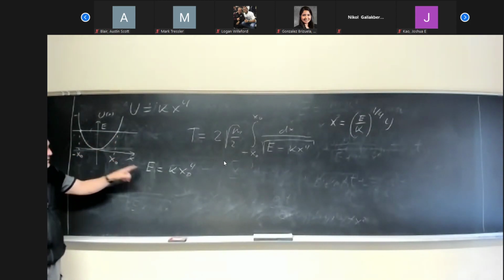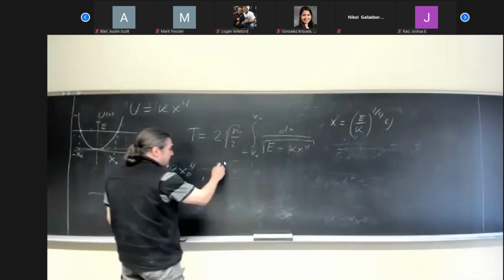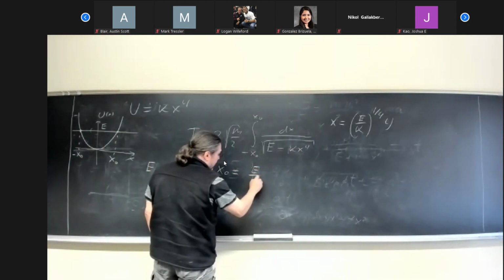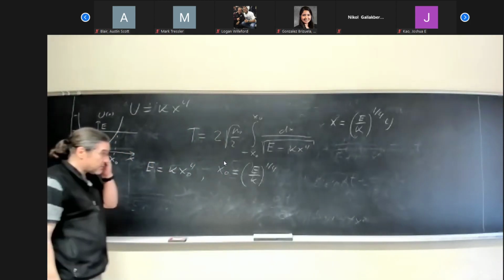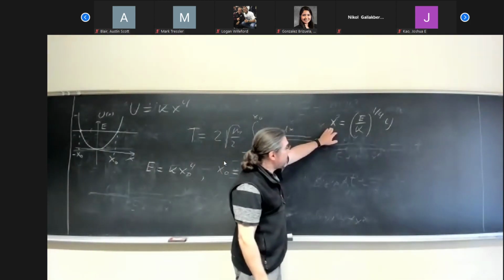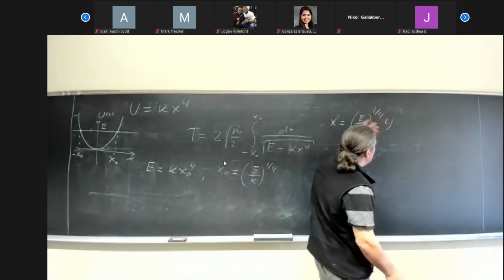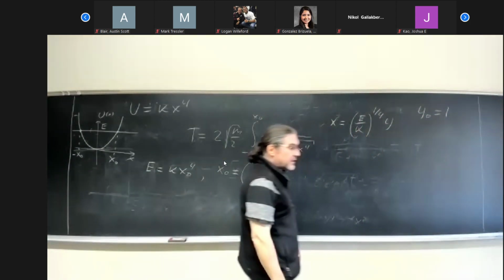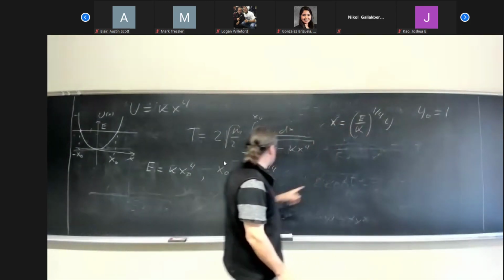Where E equals potential energy at the point x naught. So from here I see that my x naught equals E divided by k, and I need to take the power 1/4 of it. Now, if I substitute that x naught here, what I find is that here is E divided by k to the 1/4, and it will be cancelled by this one. So my integration limit y naught equals 1, right? So when y equals 1, my x equals exactly x naught.